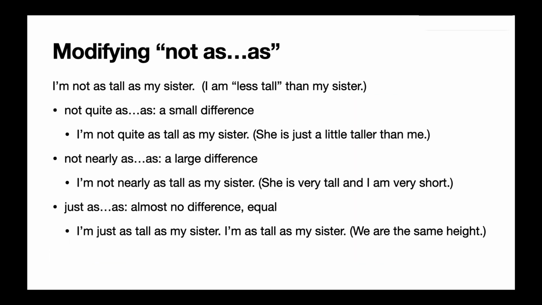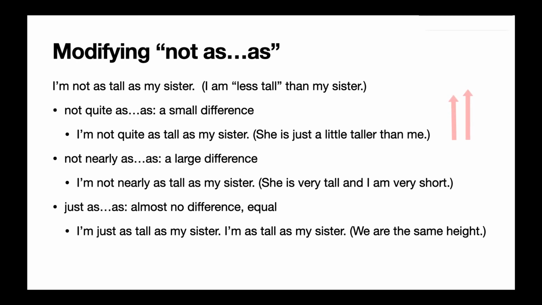So in Grammar Lesson 8, we also learned how to compare using not as and as plus an adjective. And this is important because we use this construction with one-syllable words, short words, like cold or hot or tall. So we would say, I'm not as tall as my sister. This means I am less tall, but we don't say less tall because we don't use short words with the comparative word less. So when we're using this structure, not as, we can also modify these sentences to show a small difference or a big difference.